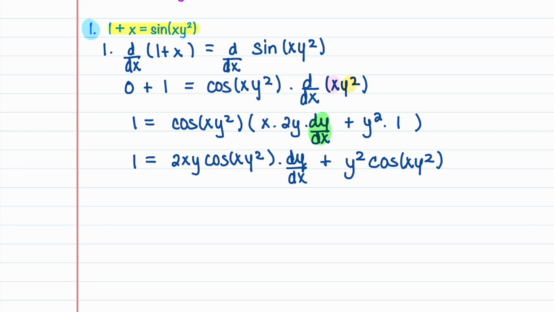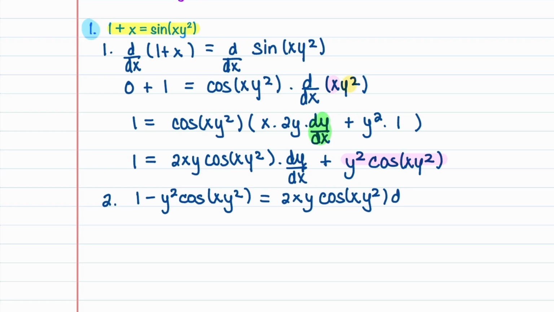Now for our second step, we are going to get everything with dy/dx on one side and everything else on the other side. So I am going to take our y squared cosine xy squared, and I'm going to bring it to the left. So this gives us 1 minus y squared cosine xy squared is equal to 2xy cosine xy squared dy/dx.